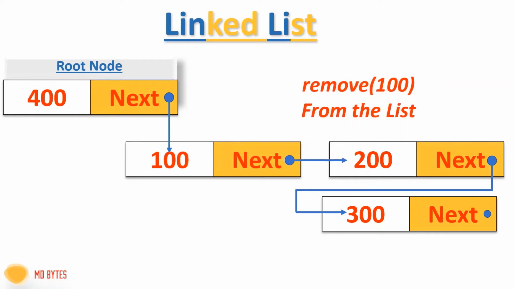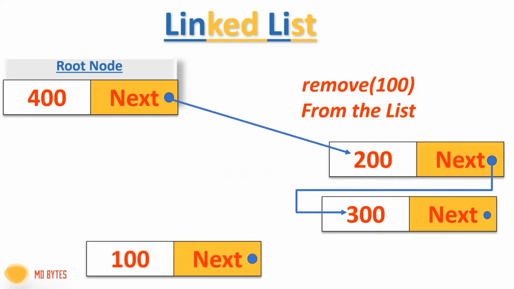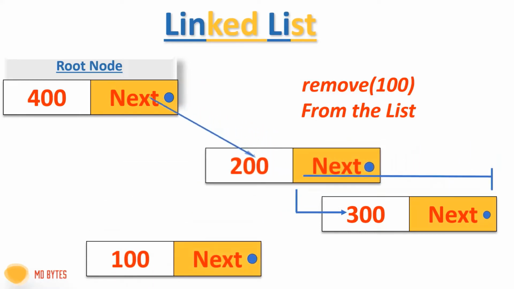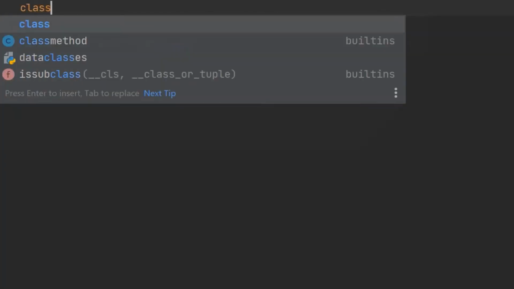Now let's get into the next example for removing a node from a list. So here node 100 has been removed by restructuring the pointer of the previous node to the next node, skipping the in-between node. So this is how we remove a node from a list. Let's move to the Python implementation.